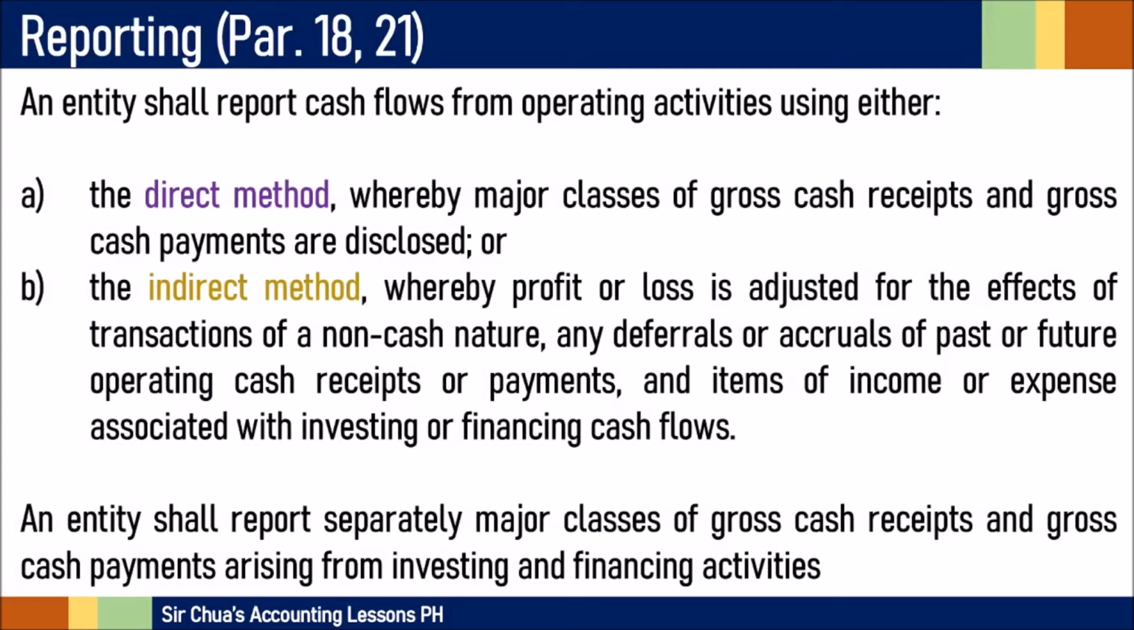Now, an entity shall report cash flows from operating activities either with the use of the direct method, in which you really specifically tell if it is a cash receipt or cash payment for whatever activity it might be. Now, for the indirect method, you will start with the profit or loss or net income, and then you will be doing some adjustments. Okay, so later on, I will be presenting you both how to prepare a statement of cash flows using the direct method and how it is when you will be preparing it under the indirect method.